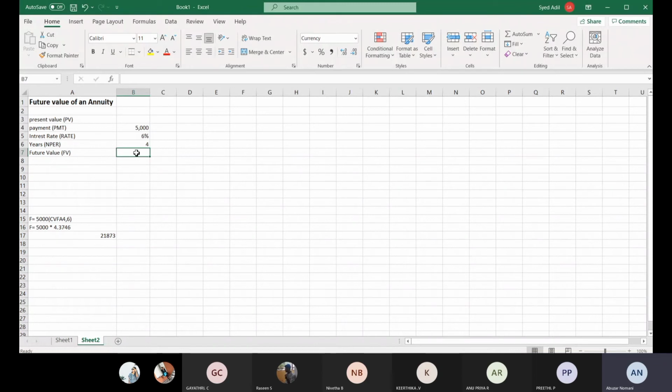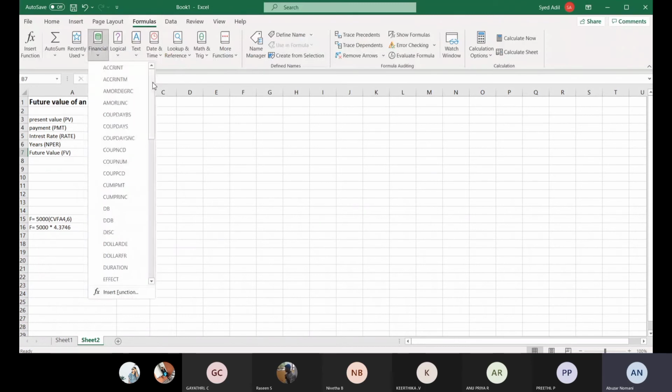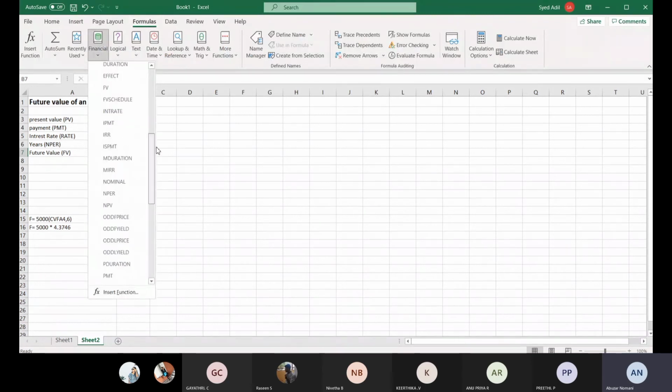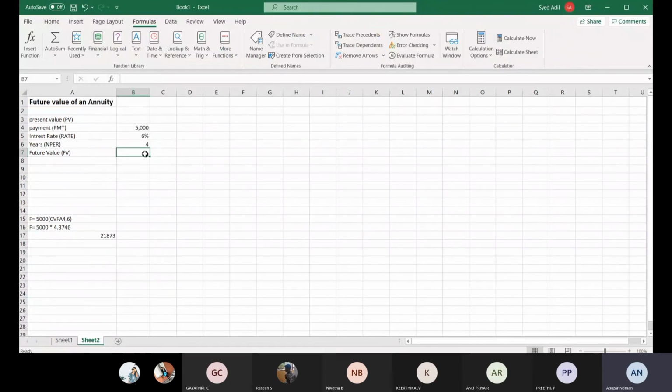So here, if you see the formulas, in formulas we have financial formulas. In financial formulas we have the future value formula also. Okay, so present value is there and future value is also there. One minute, I will show you. This formula, with the help of this formula we can compute the future value of annuity. Now how we are going to compute, let's see.